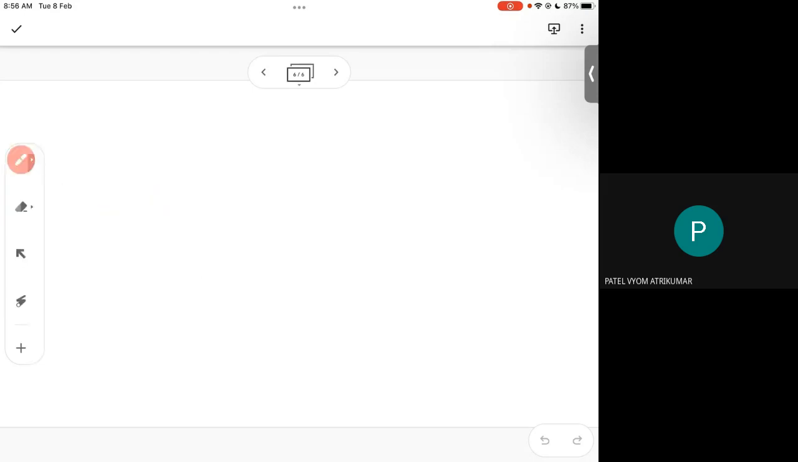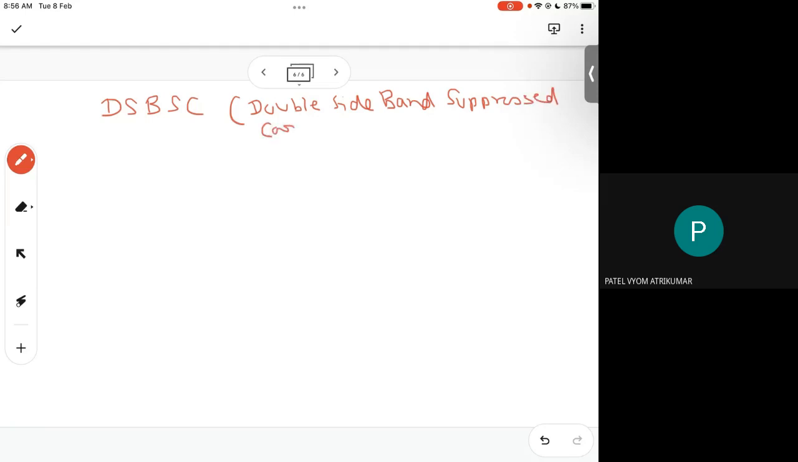There is also another form of modulation, AM modulation, which is what we call DSBSC, double sideband suppressed carrier. So this is another form of the AM modulation, which is called double sideband suppressed carrier.